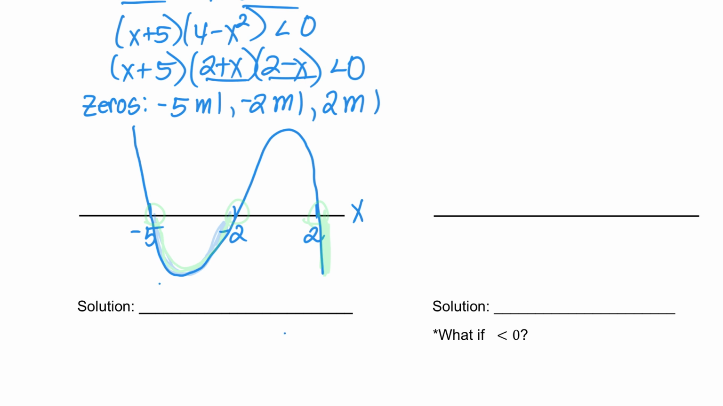Okay, so my answer is going to be, it's going to go from -5 to -2. That's the part below that axis. Then it picks back up and then drops after the 2. So from 2 to infinity. Okay, last one.